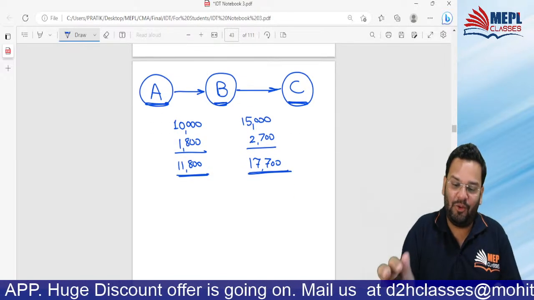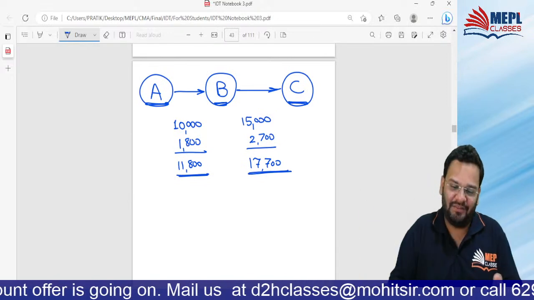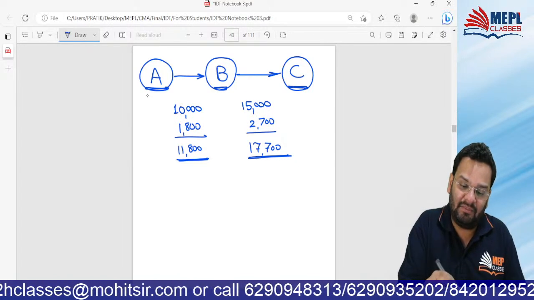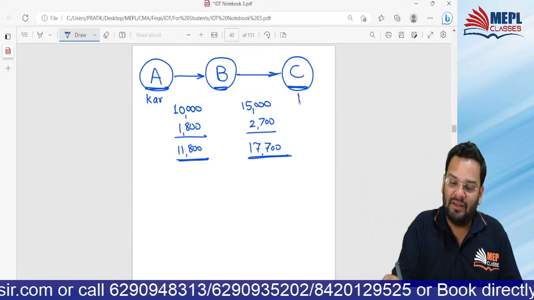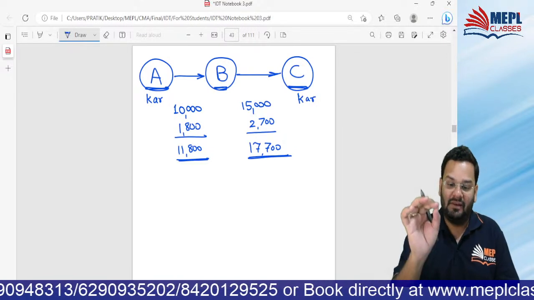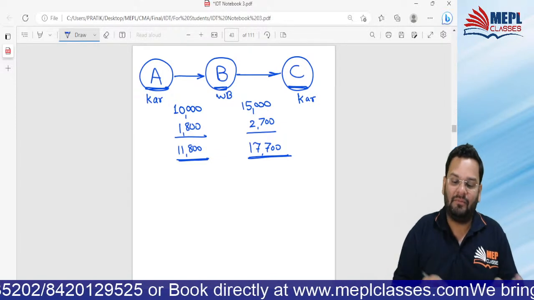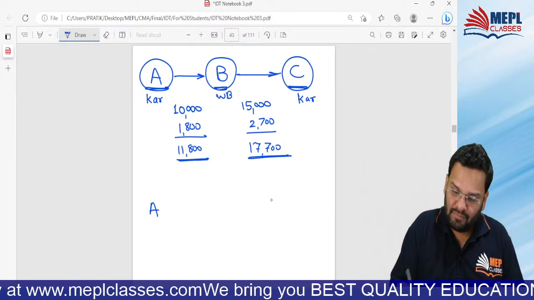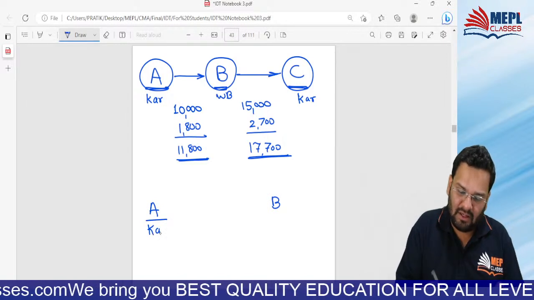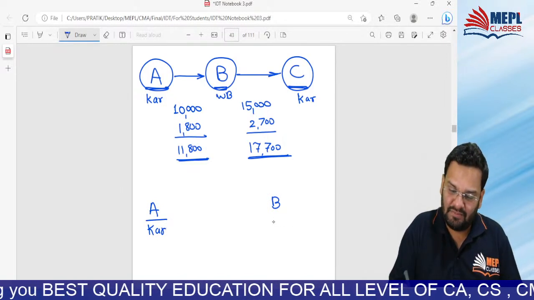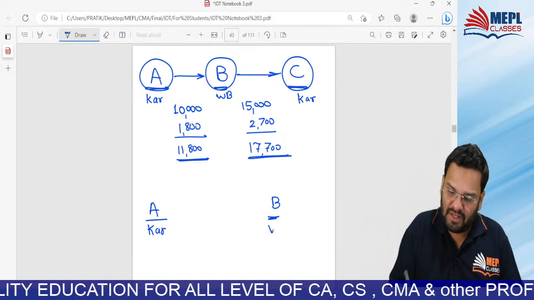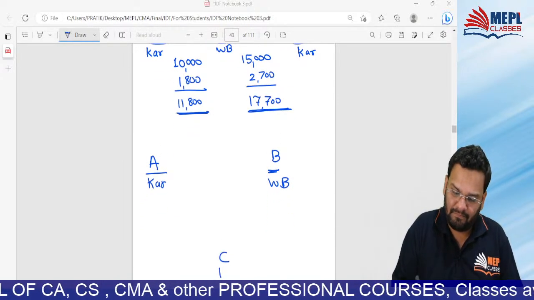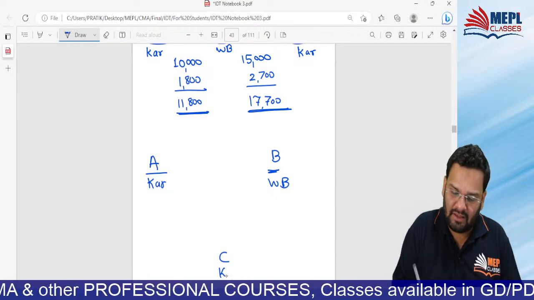The whole point is this is a typical chain. A is in Karnataka, C is also in Karnataka, but B is in West Bengal. So A is in Karnataka, B is in West Bengal, and C is in Karnataka, like A.